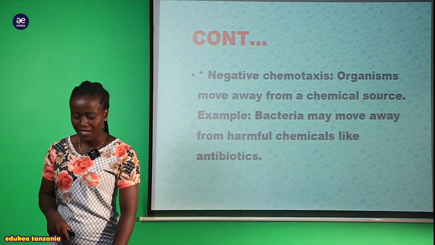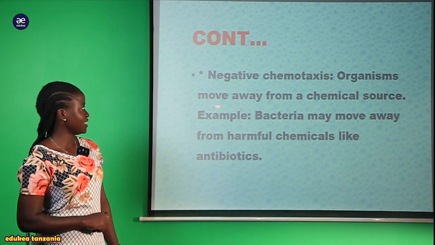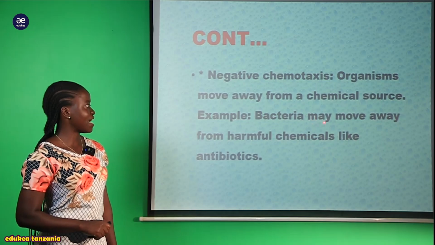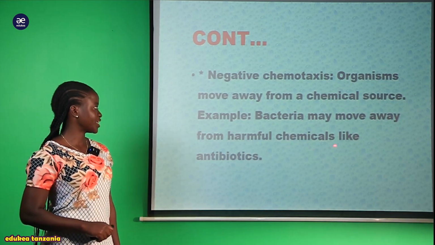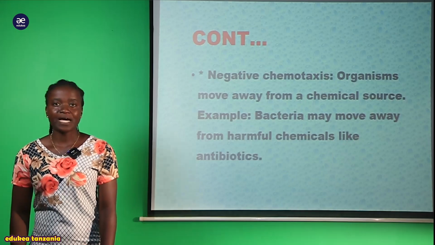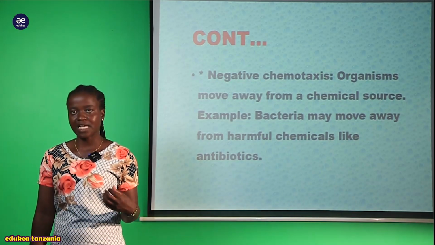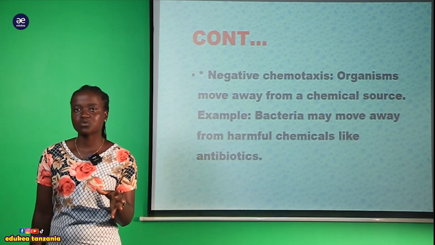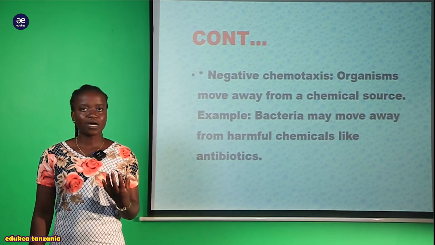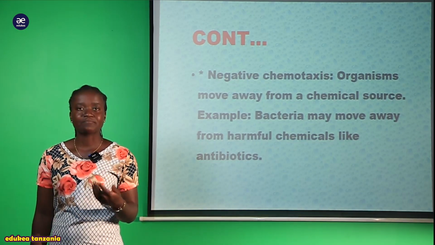But negative chemotaxis is whereby organisms move away from the chemical sources. For example, bacteria may move away from harmful chemicals like antibiotics. So hapa kwenye hii negative chemotaxis, an organism ana move away from the source of chemical. Kwa mfano huyu bacteria anaondoka kwenye sehemu ambapo anakuwa na antibiotics.